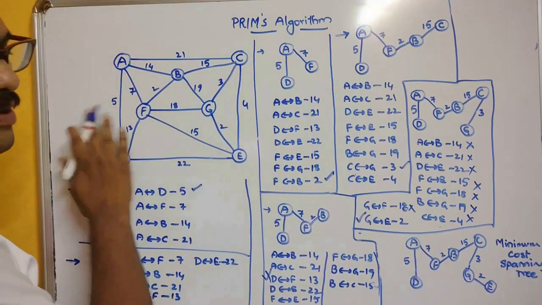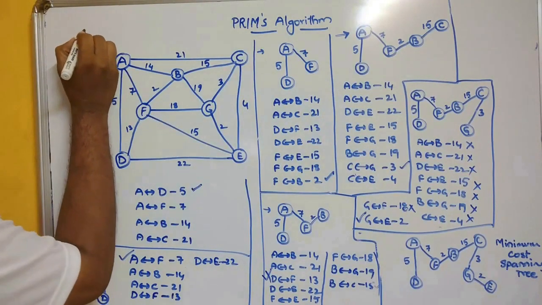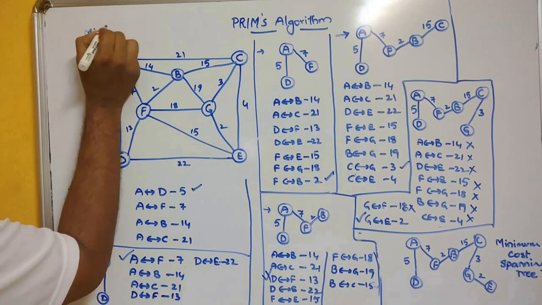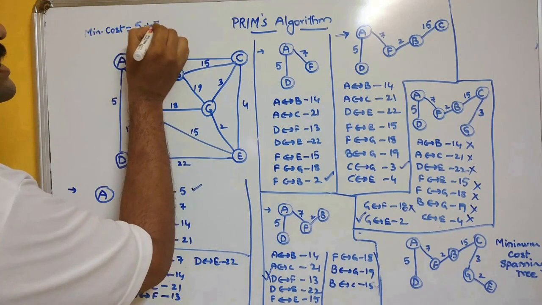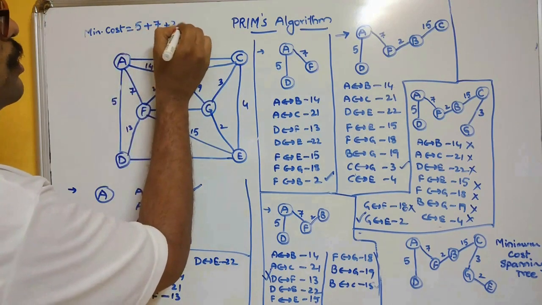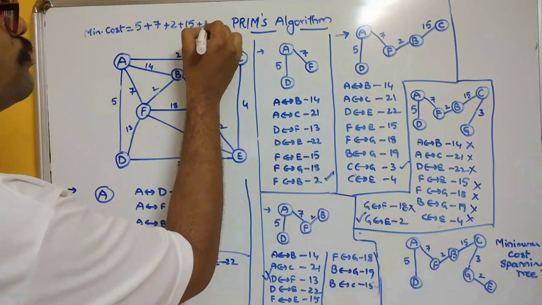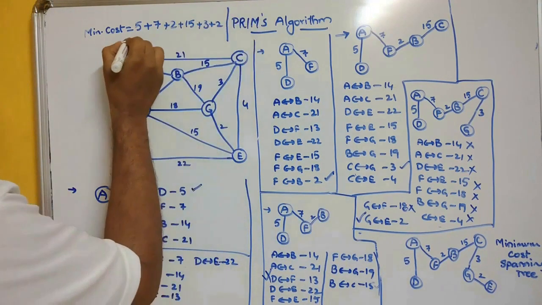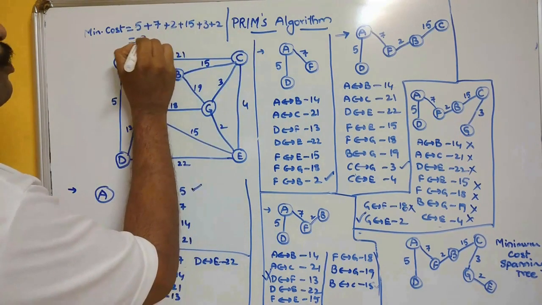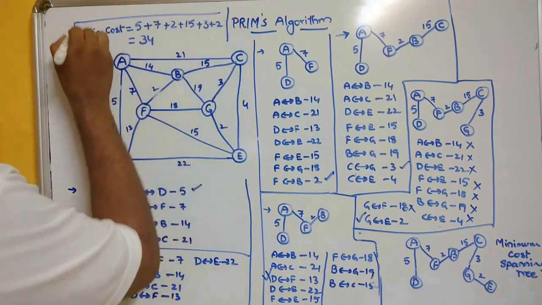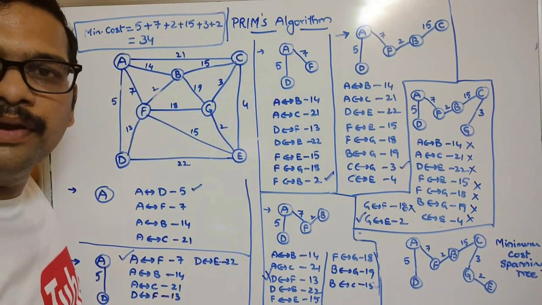for this particular graph. And here the minimum cost, I will write down here. So the minimum cost is, so how much? 5 plus 7 plus 2 plus 15 plus 3 plus 2. So how much is it? 12, 14, 29, 34. So the cost of this particular minimum cost spanning tree is 34. Right? So hope you understood.